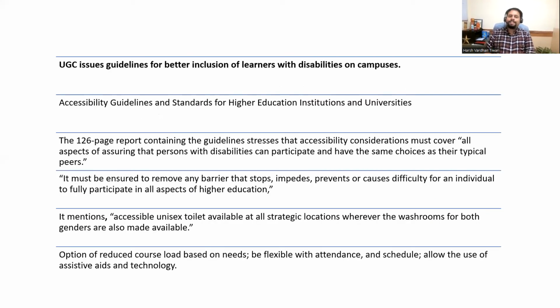UGC issues guidelines for better inclusion of learners with disabilities on campus. Yes, so when we talk about this, we talk about a 126-page report that covers all aspects of disability that we have been talking about. And it also mentions, where I want to draw your attention, accessible unisex toilets available at all strategic locations. Yes, and also an option of reduced course load based on needs. It should be flexible, along with attendance schedule and the use of assistive aids and technology.